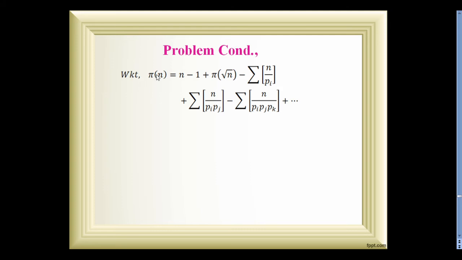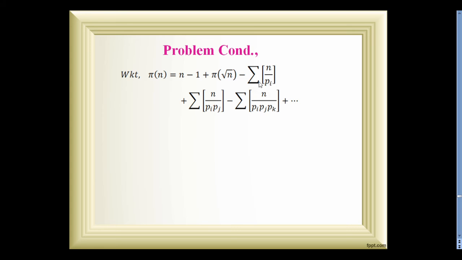Next, we should find pi of n. So pi of n is given by the formula: n minus 1 plus pi of root n minus summation n by pi plus summation n by pi pj minus summation n by pi pj pk. Now here we want to find it for n equal to 100, so 100 can be substituted. But what is this sigma of n by pi? What is the range of i?